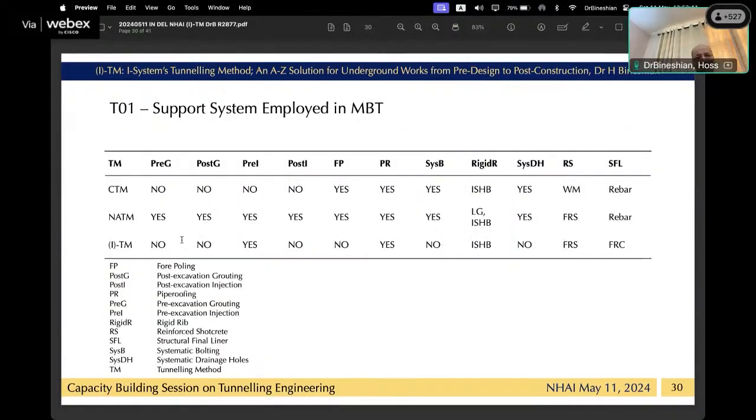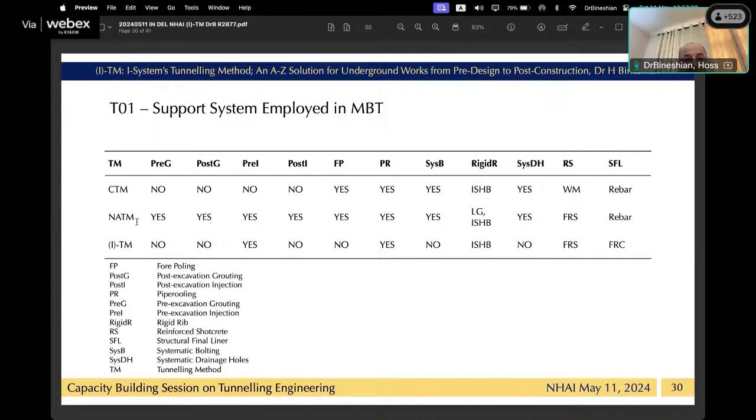Let's compare the support system employed in MBT in this problematic zone in tunnel T1 in different tunneling methods. CTM stands for conventional tunneling method. Conventional tunneling method for this problematic zone proposed no pre-grouting, no post-grouting, no pre-injection, no post-injection, four-poling, pipe-roofing, systematic bolting, ISHB rigid rib, systematic drainage holes, wire mesh in the reinforcement of the shotcrete, and rebar for final liner. And there was no success.